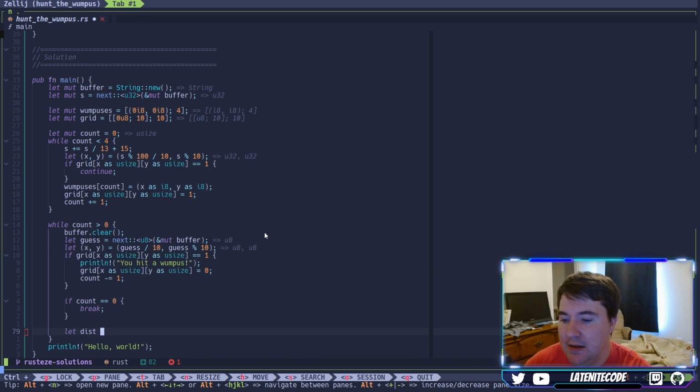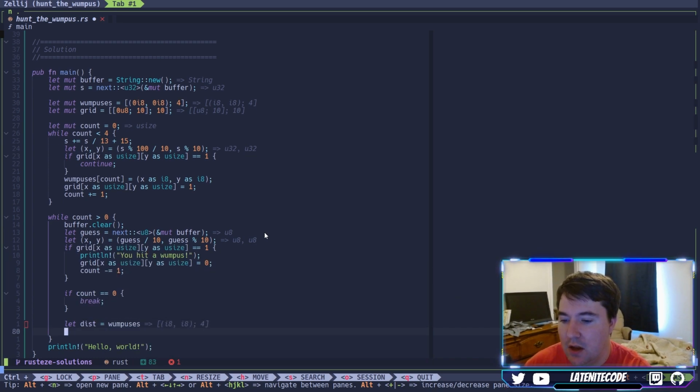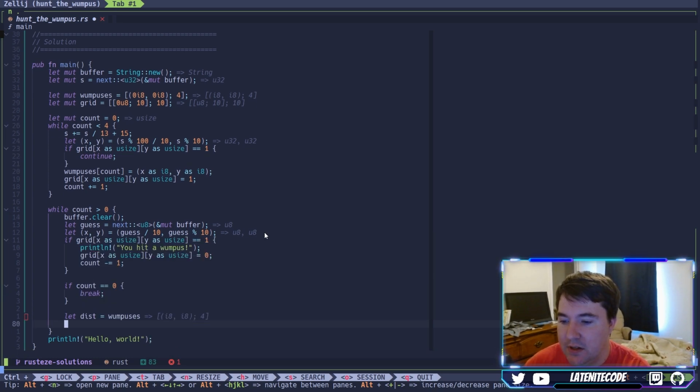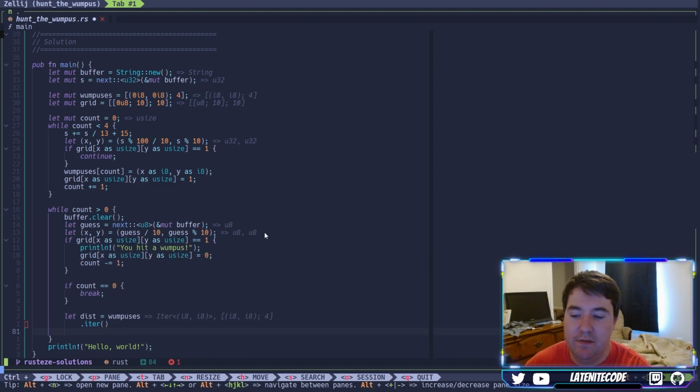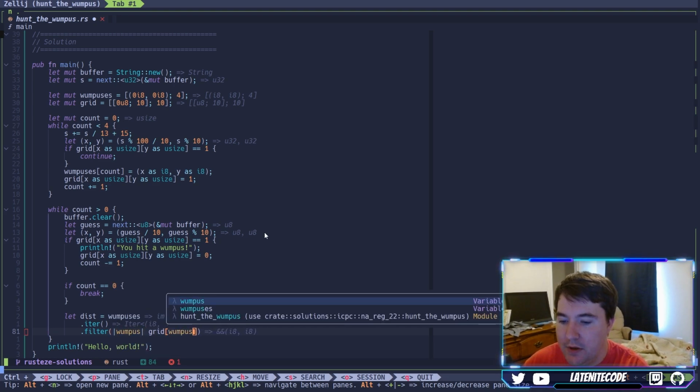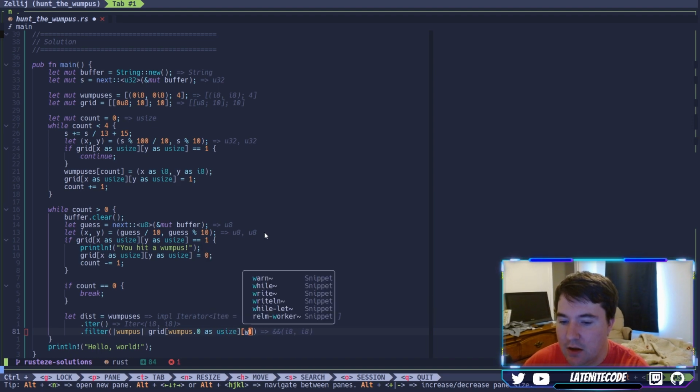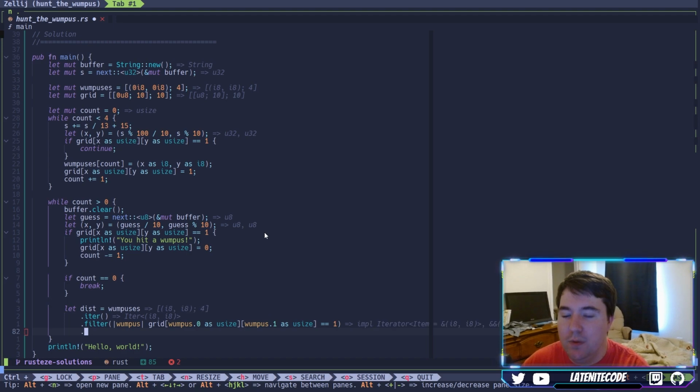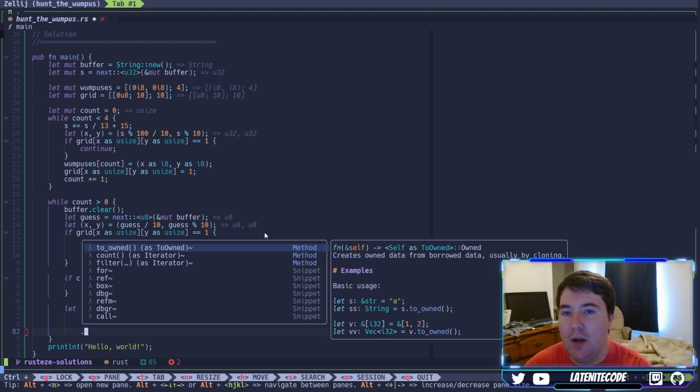So we'll go ahead and say let distance be equal to Wumpuses. We'll go ahead and get those Wumpuses iterators. And then with that iterator, what we can do is a filter and map. So I can go ahead and say filter on the Wumpus. And what I want to do is check if the grid of Wumpus.0 as usize, Wumpus.1 as usize is equal to 1. And so what that means is that I want to keep every Wumpus that currently is still in the grid, but ignore all the ones that are not.